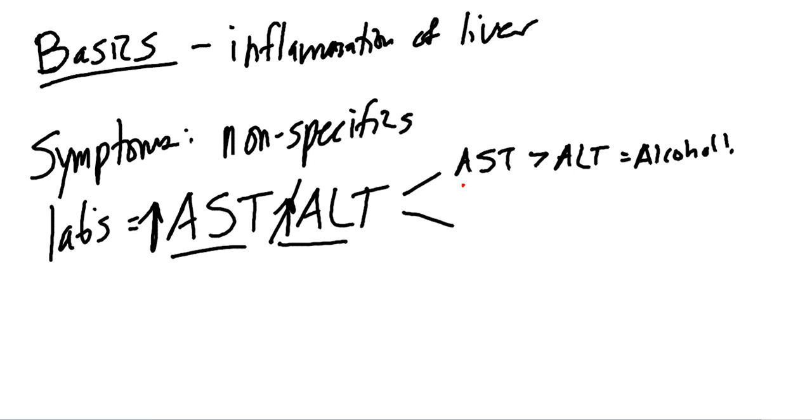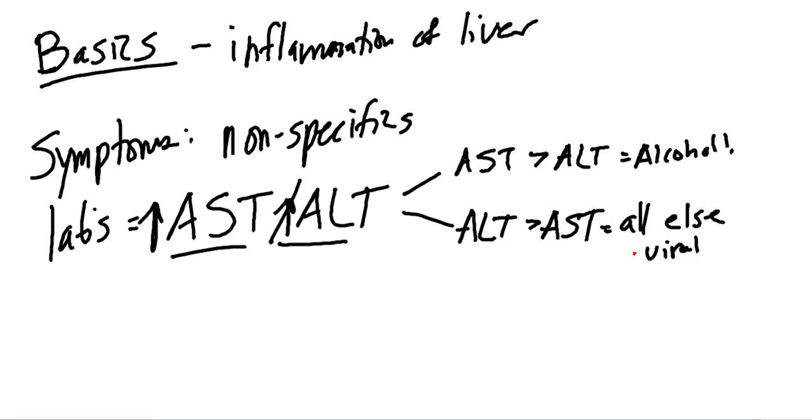So if you see an AST greater than ALT, so if the AST is higher, you're going to immediately tip your mind into alcohol. However, if your ALT is greater than AST, pretty much all else is the best way to describe it. The main one I want you to think about, though, is going to be viral. So, okay, let's move on to viral.